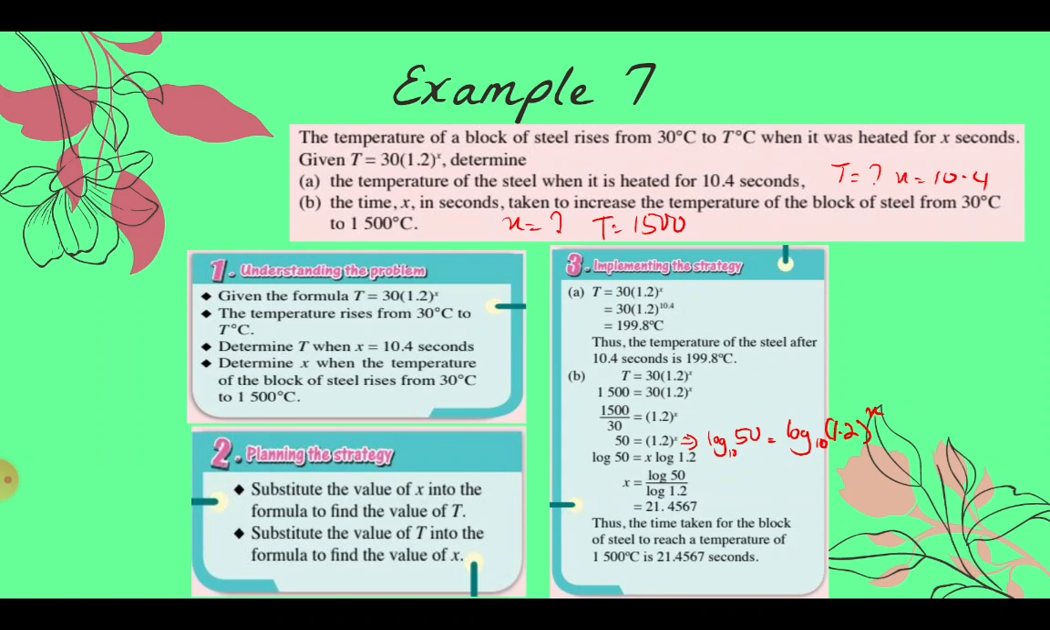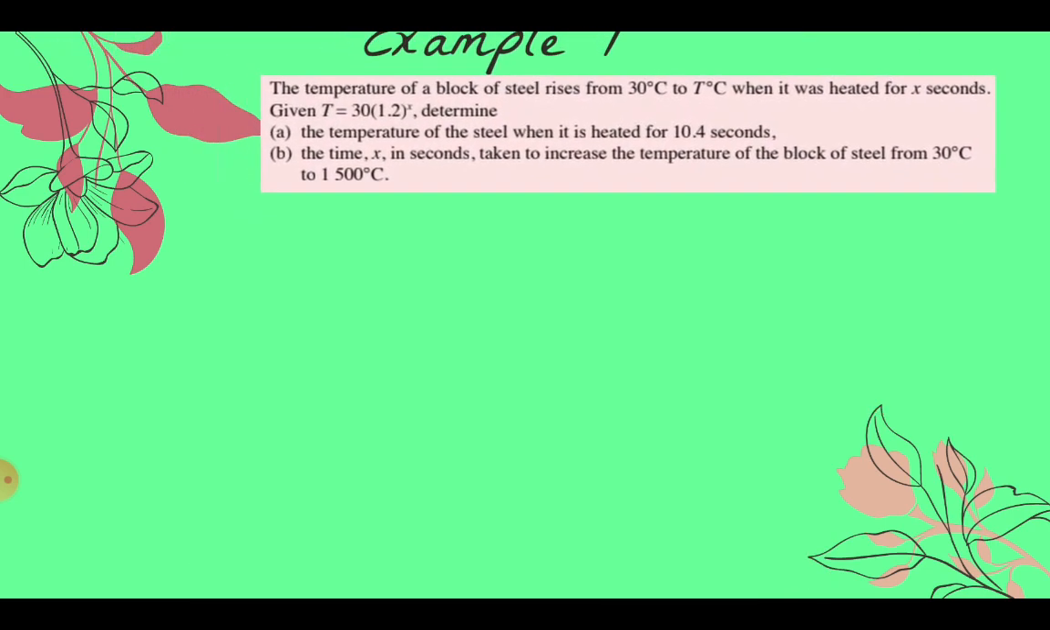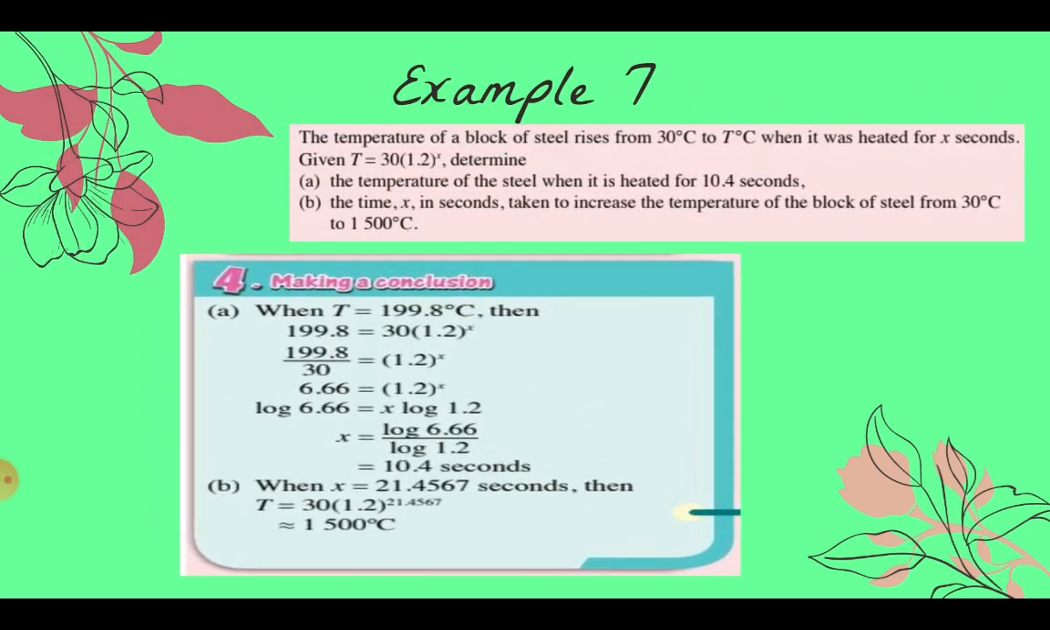And then we solve for X. We have X is equal to 21.4567. Okay, so the time taken for the block of steel to reach the temperature 1500 degrees Celsius is actually 21.4567 seconds. So what we do here is we apply all the laws of logarithm that we have learned. Okay, so this step is checking your answer.